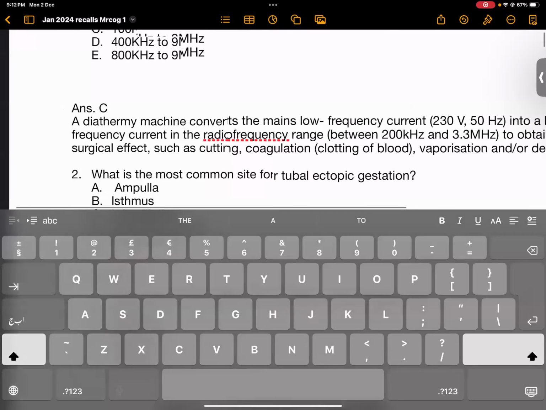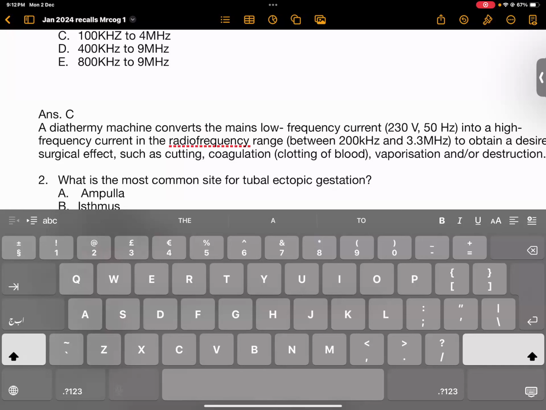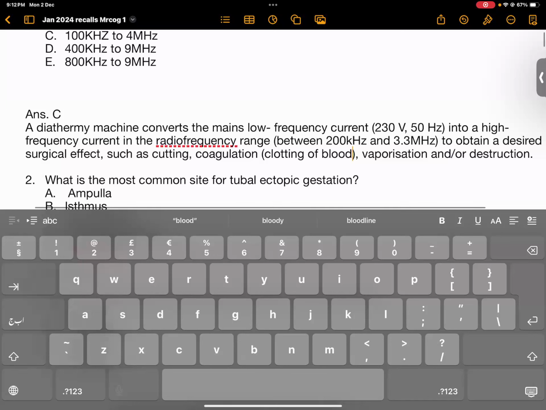If you see this line from your book as well: a diathermy machine converts the main low frequency current into a high frequency current in the radio frequency range between 200 kilohertz to 3.3 megahertz. That is the reason we are selecting up till 4 megahertz, to obtain a desired surgical effect such as cutting, coagulation, vaporization, and destruction. So the C option is correct.